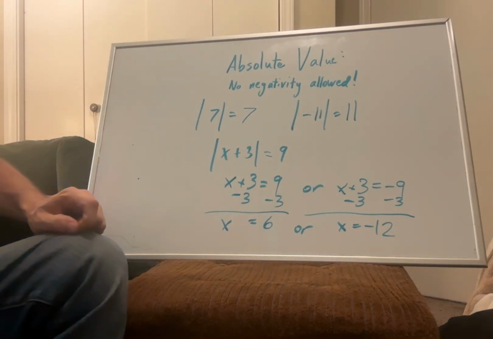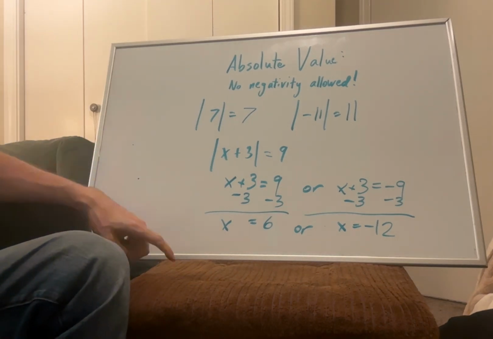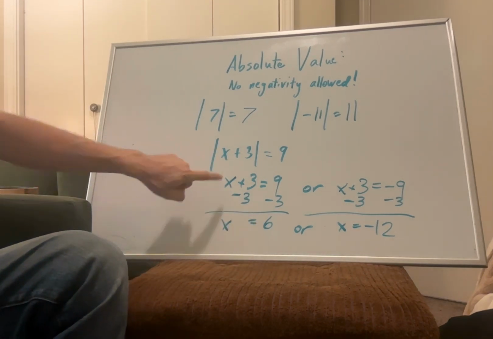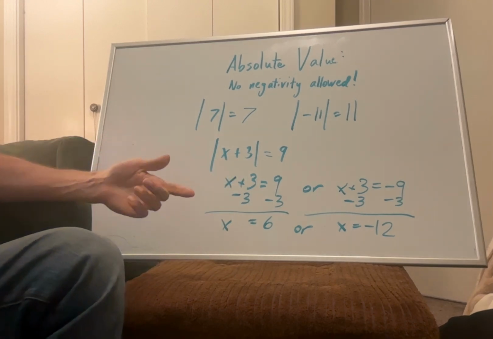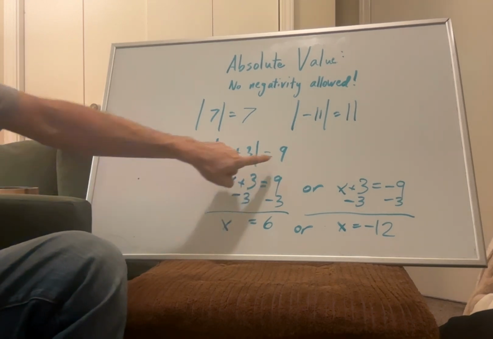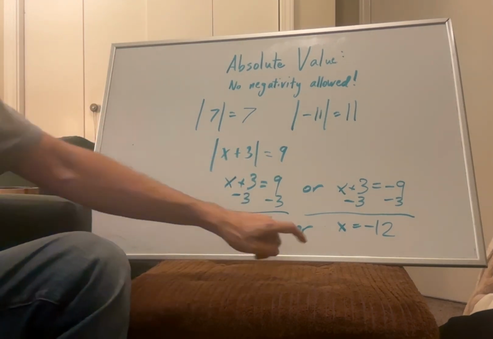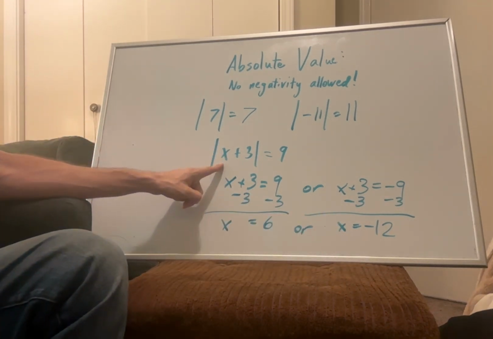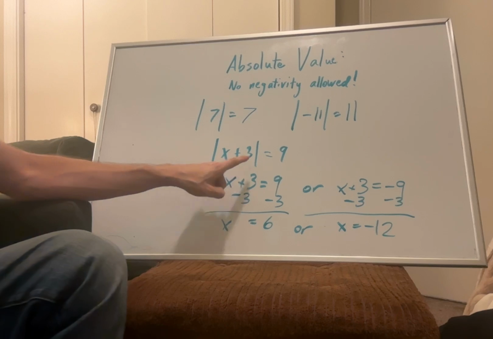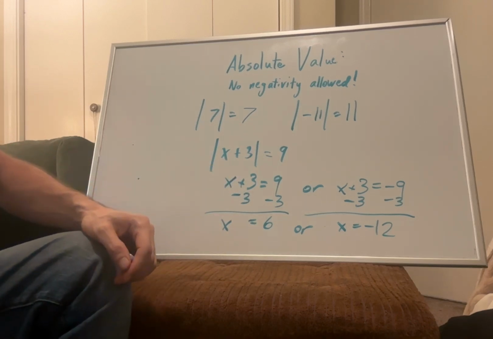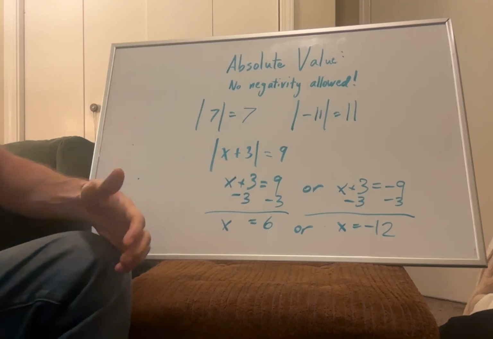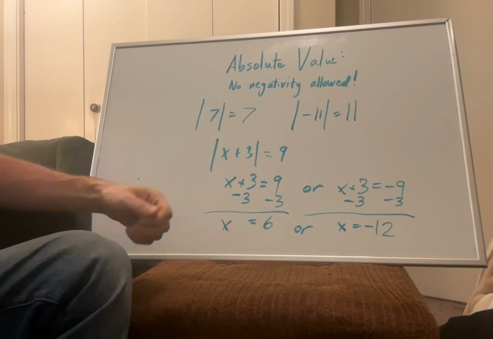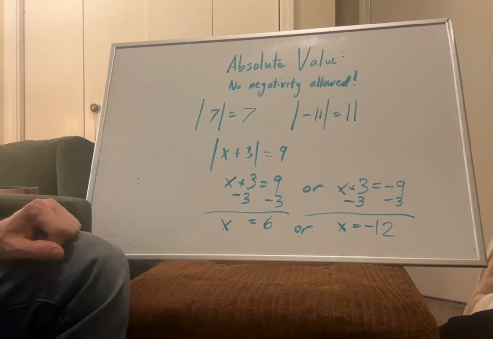The last thing we want to do is go back and double check. We'll plug them in. When x equals 6, 6 plus 3 is equal to 9, and the absolute value of 9 most certainly is 9. Then we can check this one. When x is negative 12, negative 12 plus 3 is going to be negative 9. But as we established earlier, the absolute value of negative 9 will also be positive 9.